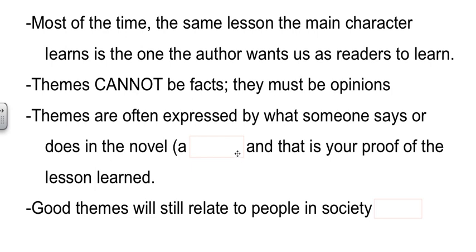Themes are often expressed by what someone says or does in the novel. In this case, a quote. And that's your proof of the lesson learned. When you take your test, you're going to be asked what the theme is, and you're going to be asked to provide me one quote that shows me that theme, that backs it up. So please be aware and looking for those as you're reading your story. Good themes will still relate to people in society today. Not every story is going to be relevant today, but the good ones are. So hopefully if you're reading this book, it's good and it still relates to people today.